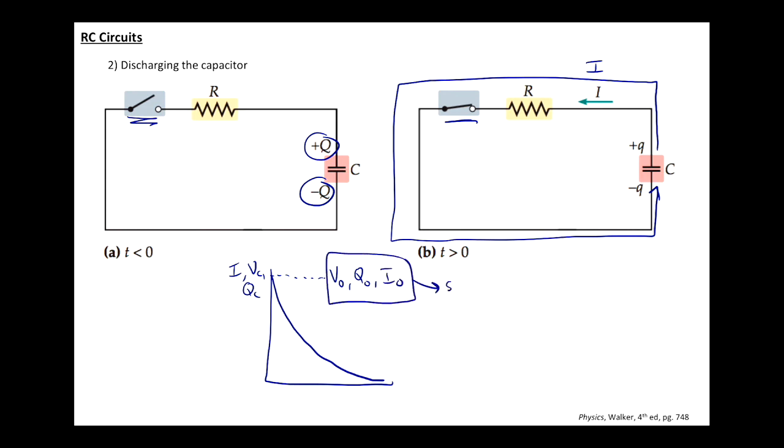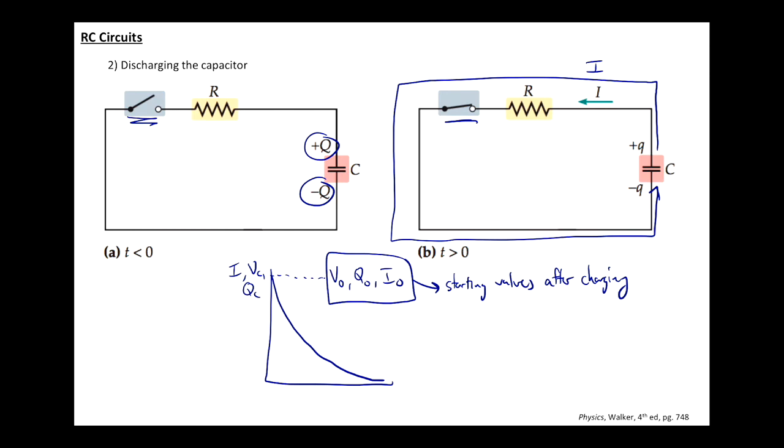So these are the starting values after charging. So we charge to some maximum. It may not even be all the way full. When we start discharging, these are the maximum values for the second part of the process.